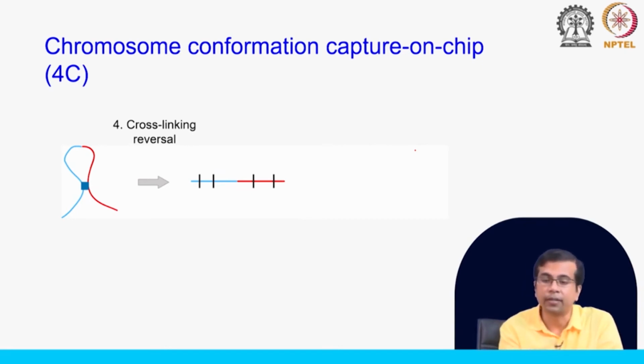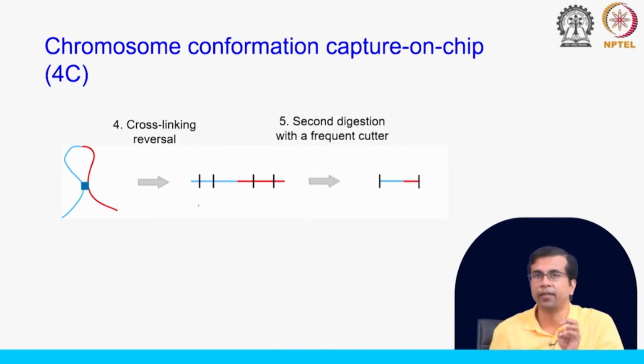I have marked these restriction sites by these black bars. The difference from the first restriction digestion is that this second enzyme is a more frequent cutter, meaning it will cut more frequently in the genome. Usually the first restriction enzyme is a 6 base pair cutter, which are rarer in the genome, and the second one is a 4 base pair cutter. These are much more common in the genome. So, we take a second restriction enzyme to do the digestion. The idea is to generate smaller fragments after this restriction digestion.